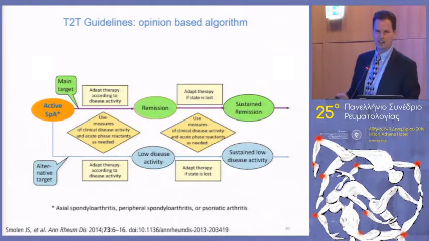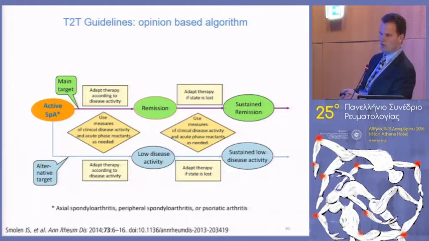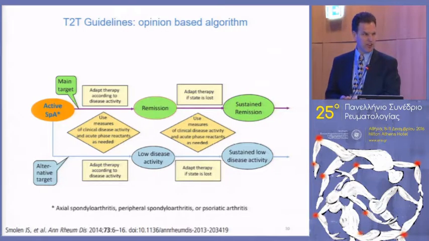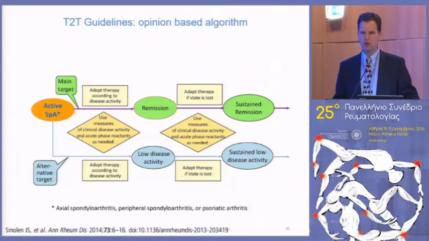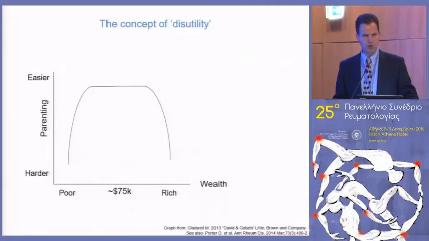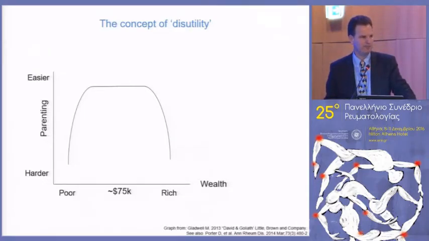Does anyone recognize this cartoon? Does it look familiar? If you scribble out SpA and write RA, does it look pretty much the same? That's because it is pretty much the same. And the problem with this is that there was absolutely no data whatsoever to support that recommendation.